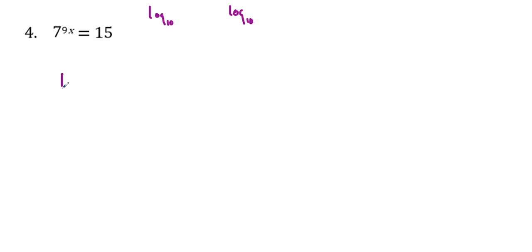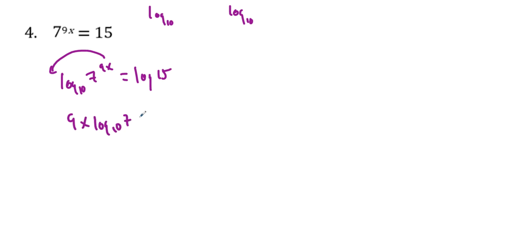So I'm going to go ahead and do this as log base 10 of 7^(9x) is equal to log base 10 of 15. All right? And then I'm going to use the exponent property. I'm going to bring this all the way to the front. So I'm going to have 9x log 10 of 7 is equal to log 15.